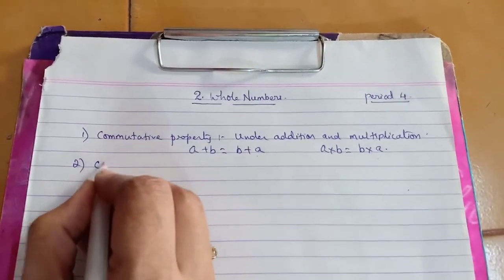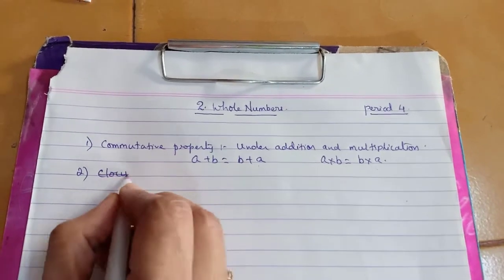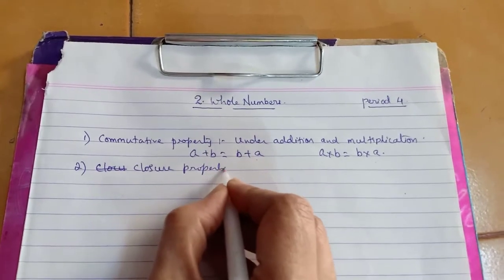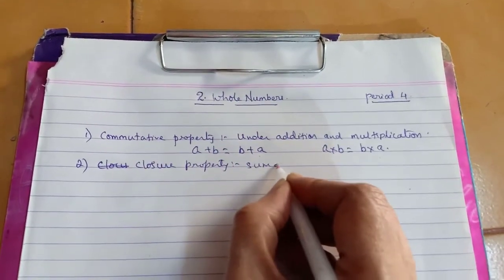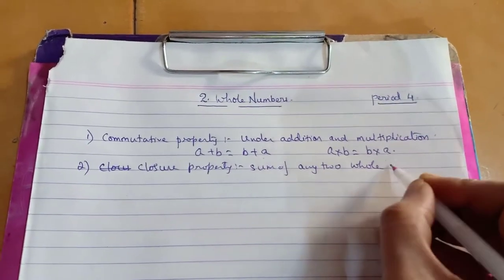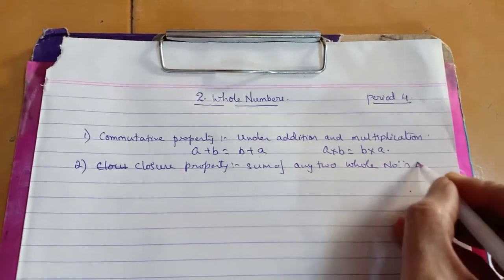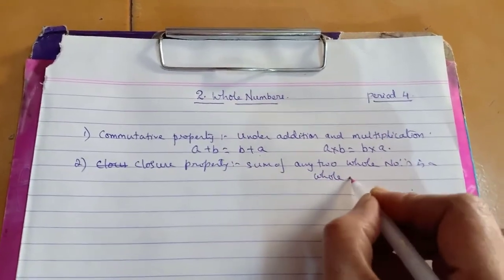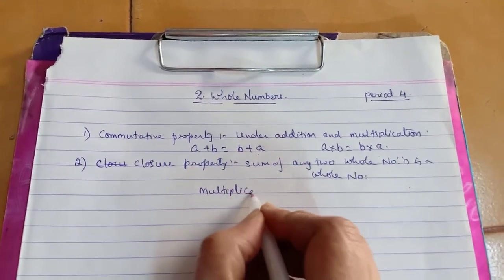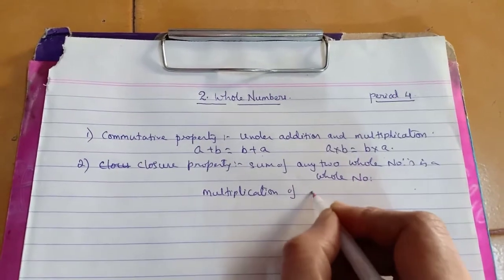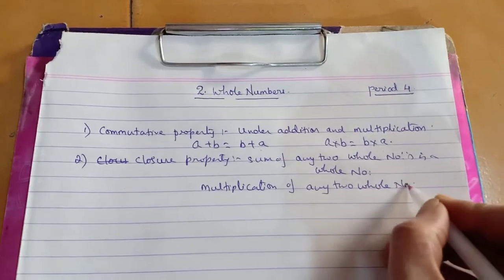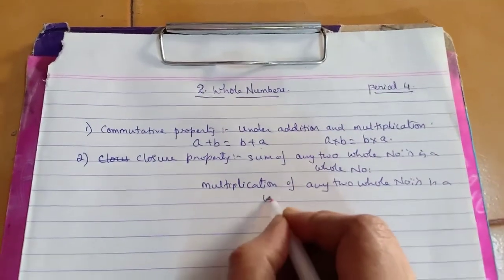Next, the second one is closure property. Closure property, that is, the sum of any two whole numbers is a whole number, or multiplication of any two whole numbers is a whole number.